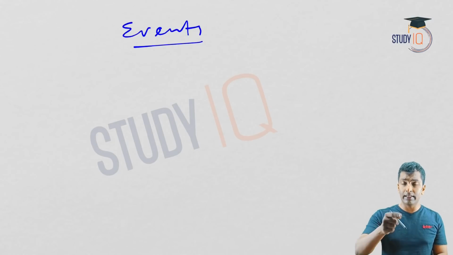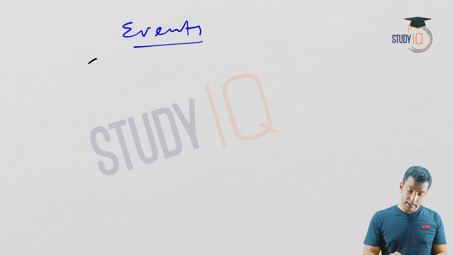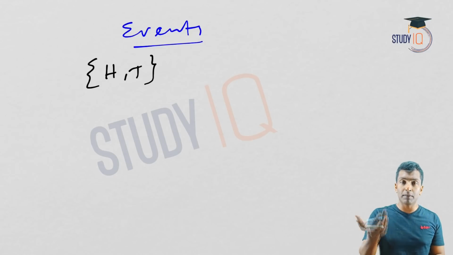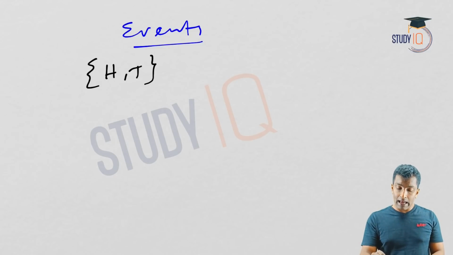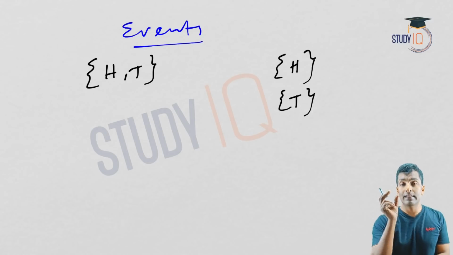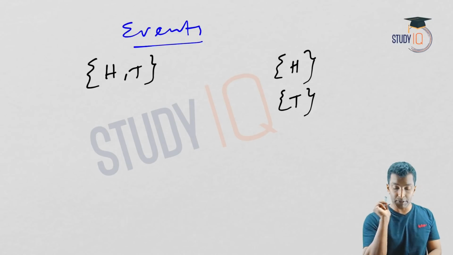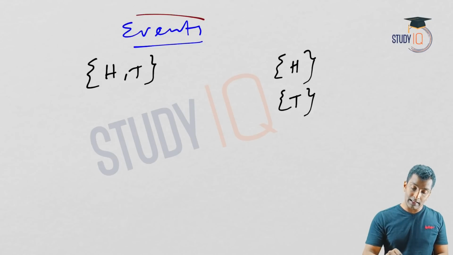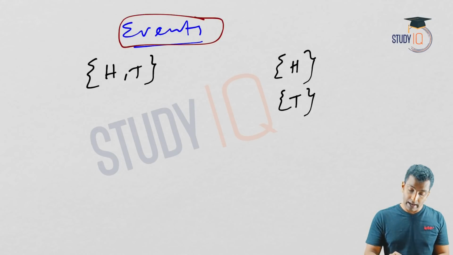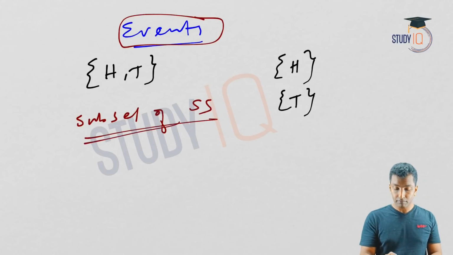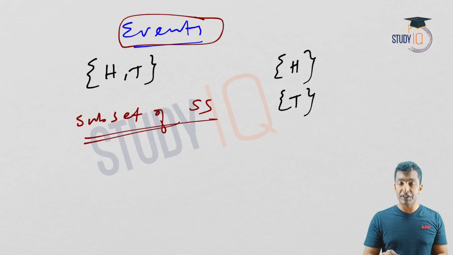See, if you take the case of tossing a coin, what is the sample space? HT. These are the two possible outcomes, so the sample space is all the possible outcomes. What is an elementary event? We know this is H and this is T. We already said that the singleton subset is the elementary event. Now, what is an event if you ask me? Events are nothing but subsets of the sample space.